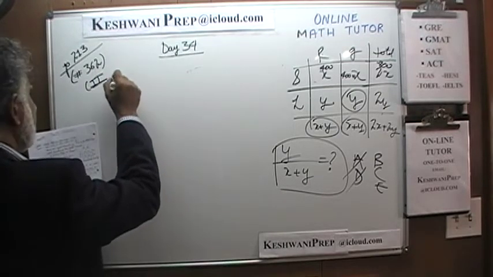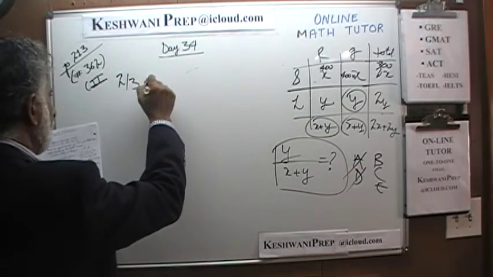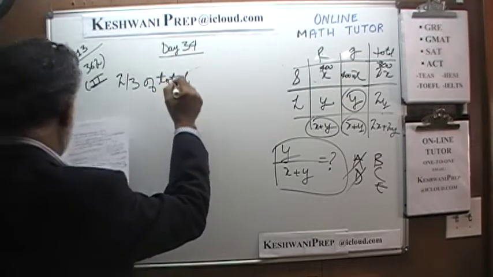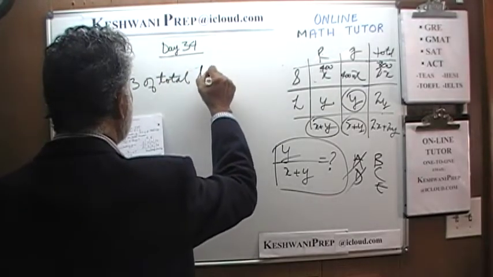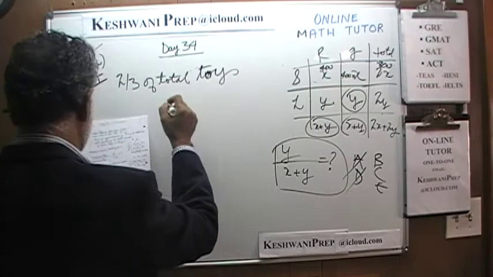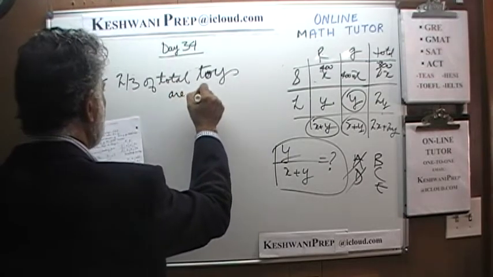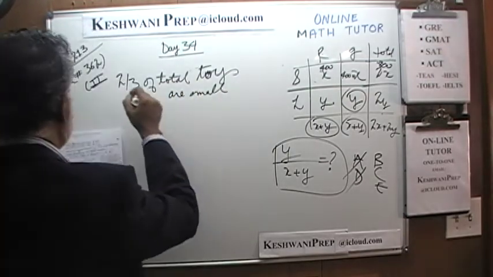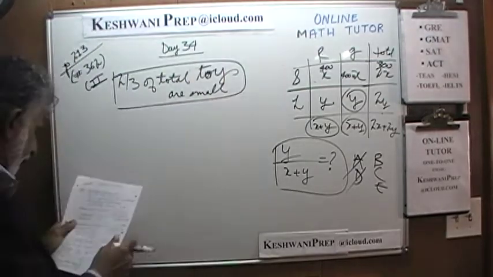Second statement tells us that 2/3 of total toys are small. 2/3 of total toys are small. Let's see what we can do with it, okay?